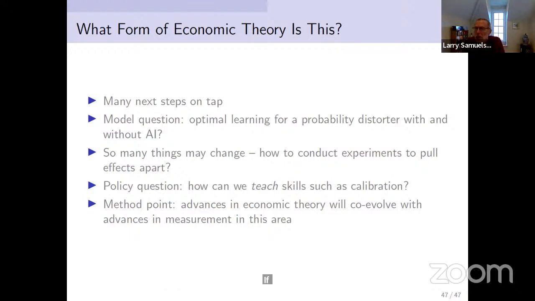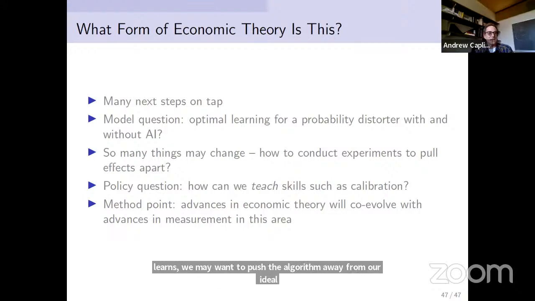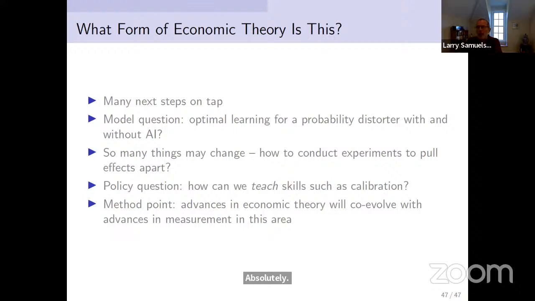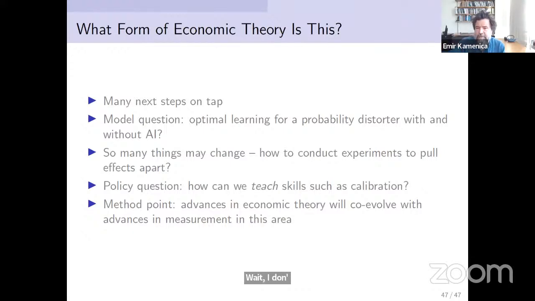If changing the algorithm can affect how well it learns, we may want to push the algorithm away from our ideal, trading off. 100%. Absolutely, completely agree. And so now I don't understand that. Depends what the ideal is. I mean, let's take a concrete example of pneumonia.